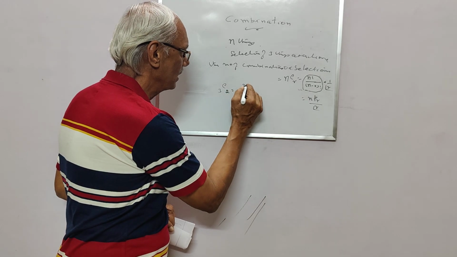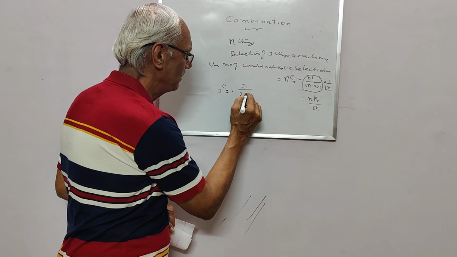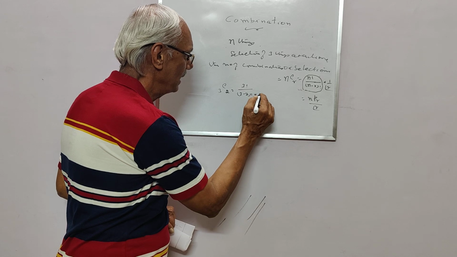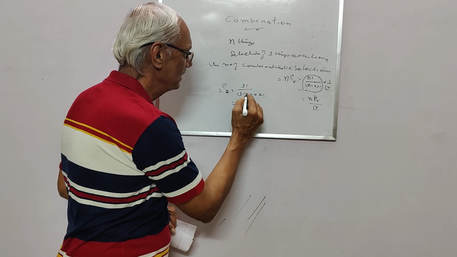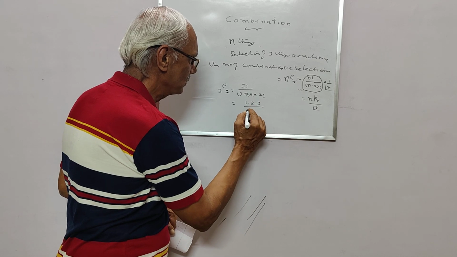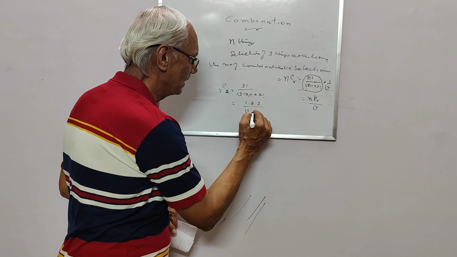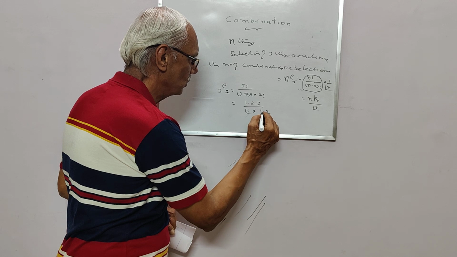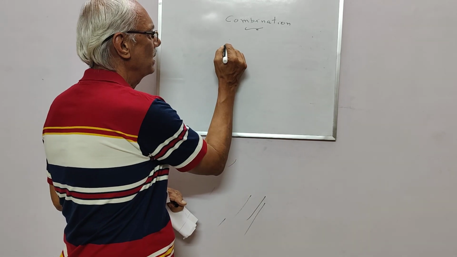3C2 is equal to what? 3 factorial divided by 3 minus 2 factorial into 2 factorial. So 3 factorial is 1 into 2 into 3. 3 minus 2 factorial is 1 factorial, and 2 factorial is 1 into 2.